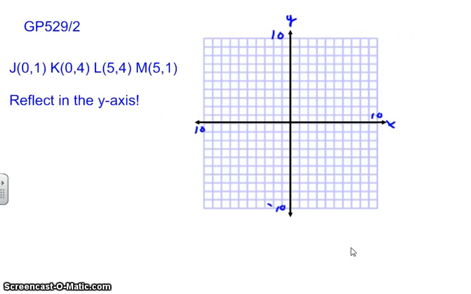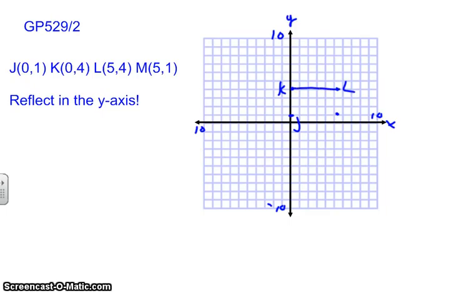Good. So now we're going to reflect two figures. This one we're going to reflect in the y-axis, and the next one in the x-axis. So draw the original and reflect it. Okay, so we can plot these points. The first one, J, is at 0, 1. Then we have K at 0, 4. We have L at 5, 4. And M is at 5, 1.